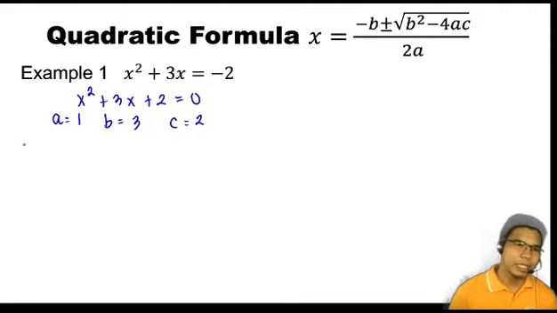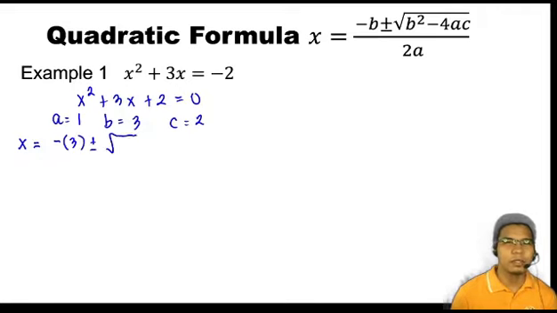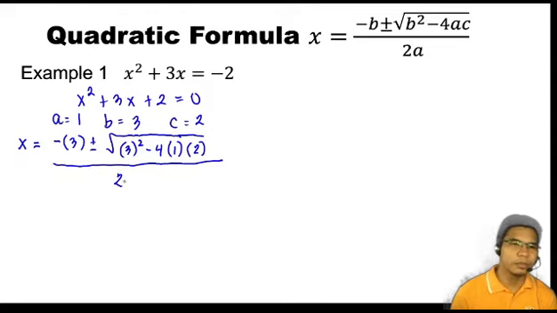And then after that, we're going to substitute now the values of a, b, and c to the quadratic formula above. So that will be now x equal to negative b, 3, plus and minus square root of 3 squared minus 4 times 1, the value of a, and then the value of c times 2, all over 2a. So the value of a is 1.